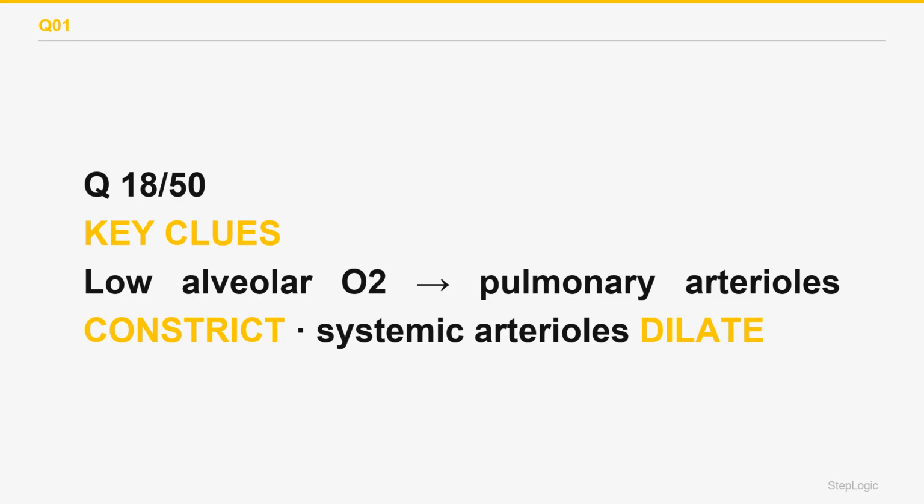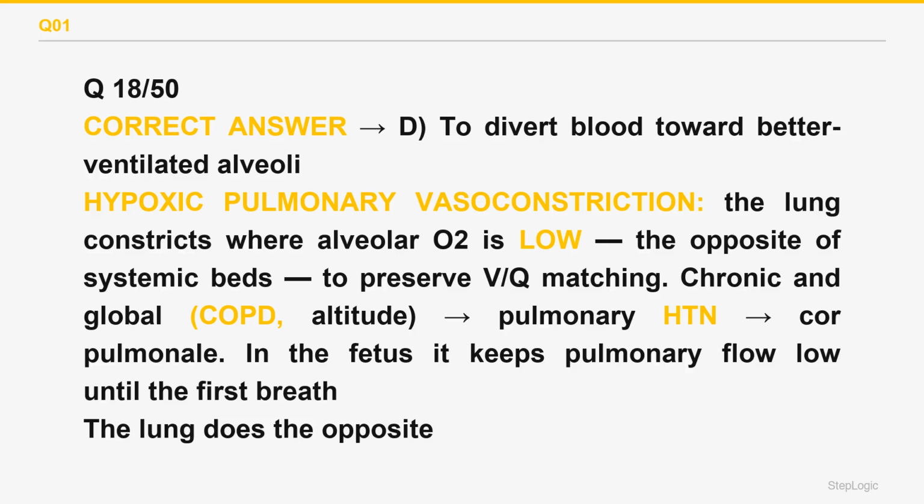Systemic arterioles dilate in response to local hypoxia because their job is to deliver more blood to a tissue that is short of oxygen. The lung has no such job. Its blood is passing through to be oxygenated, not to feed the lung. So the pulmonary vasculature does the reverse. Hypoxic pulmonary vasoconstriction shunts blood away from poorly ventilated alveoli and toward well-ventilated ones, preserving ventilation perfusion matching and keeping arterial oxygenation as high as possible. Sending more blood to an unventilated segment, as choices A and E imagine, would simply create a shunt and worsen hypoxemia. The correct answer is D.